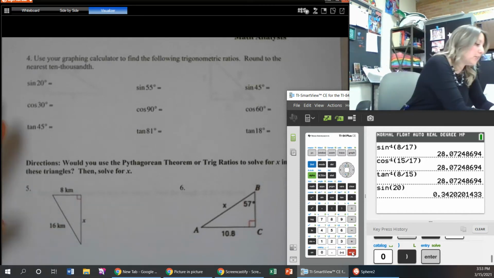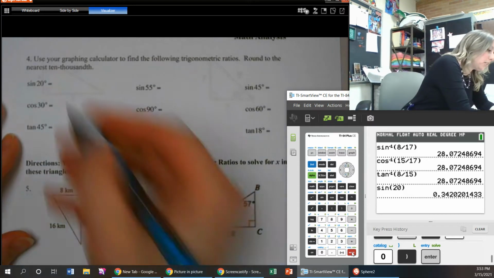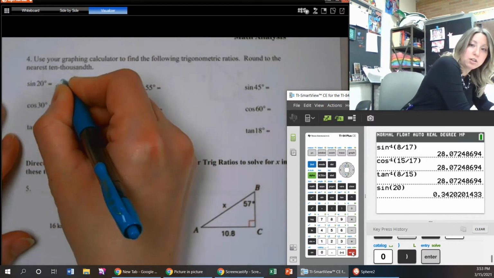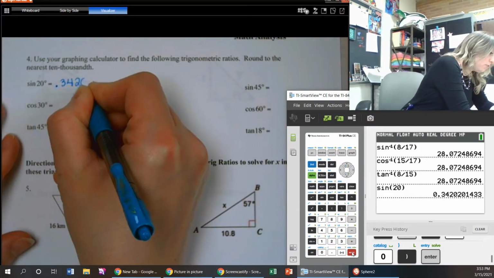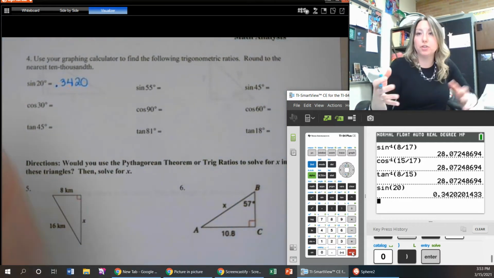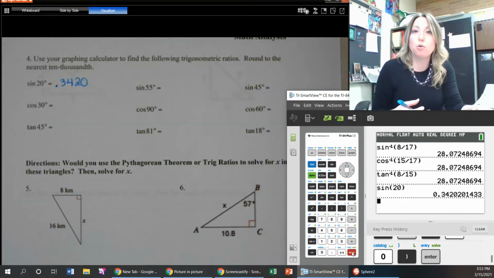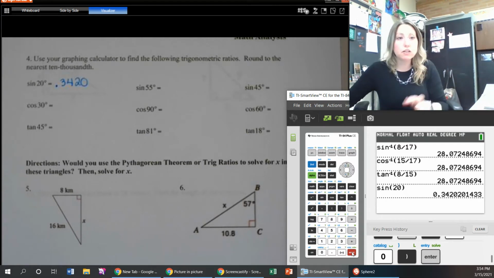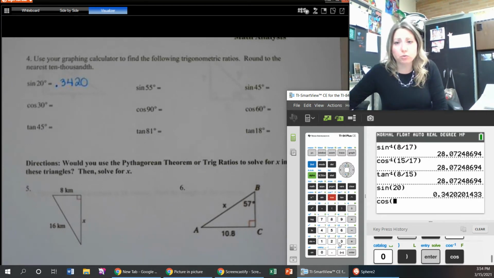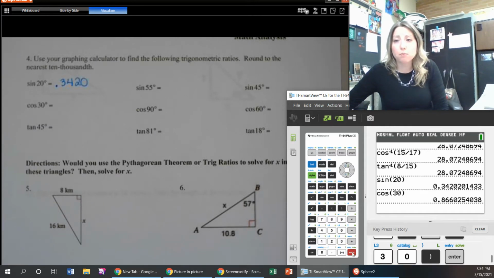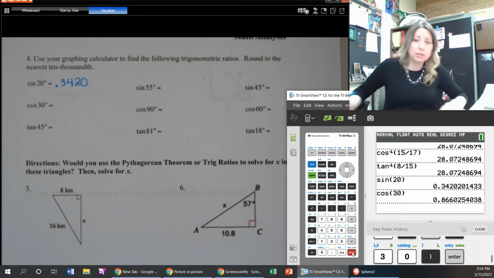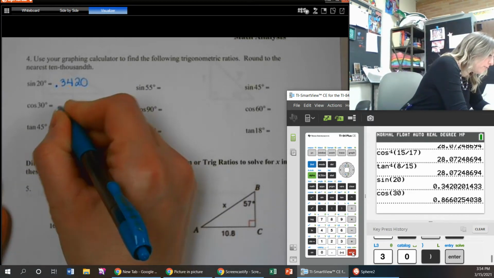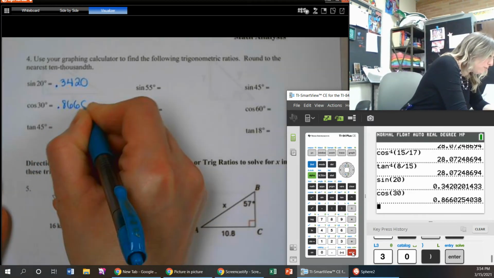Okay. Round to the nearest 10,000th is 4 decimal places. So 0.3420. When I say 4 decimal places, I really do mean even if it's a 0 there to write it. Okay, typically. Let's just look at cosine 30 because we're going to be doing a lot of that in chapter 9. So cosine 30 is 0.8660. Okay, that'll sound very familiar when we get over to chapter 9.